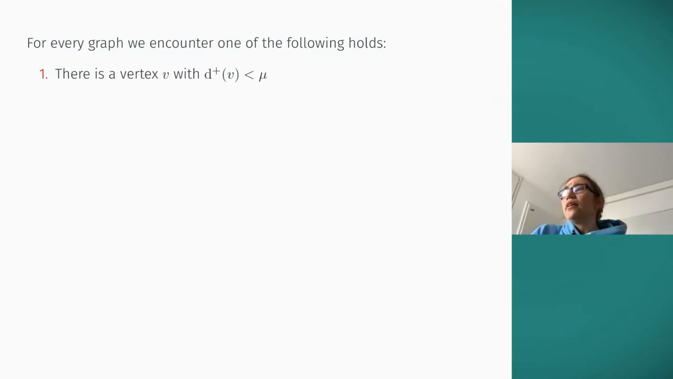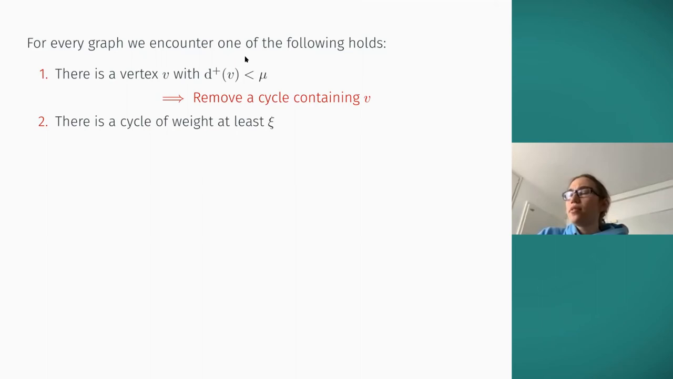When we do this removal, the main observation is that at every step, one of the following two things holds. Either there is a vertex of degree at most mu, which we call a low degree vertex, and then we just remove any cycle containing this vertex. If this is not true, then the premises of the lemma tell you that there is a cycle of weight at least psi, and then you remove this cycle.